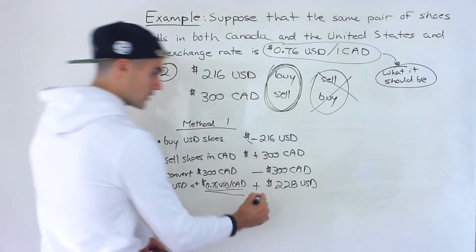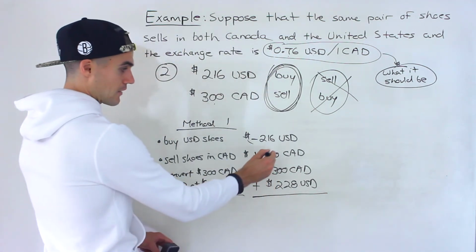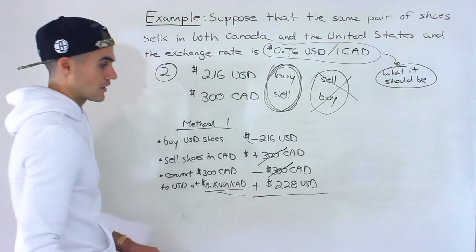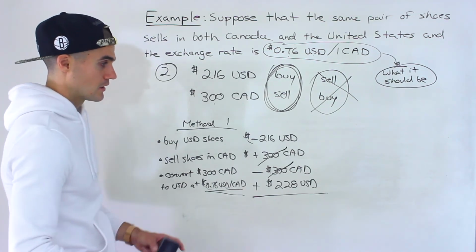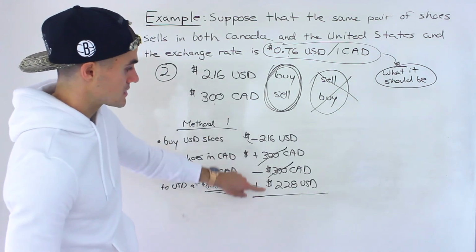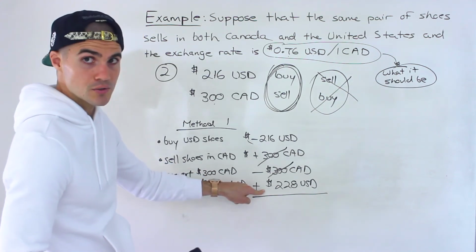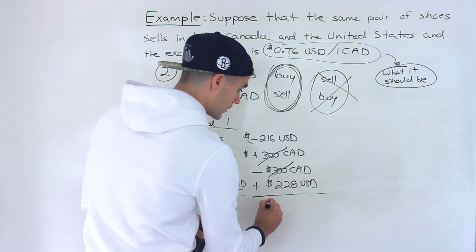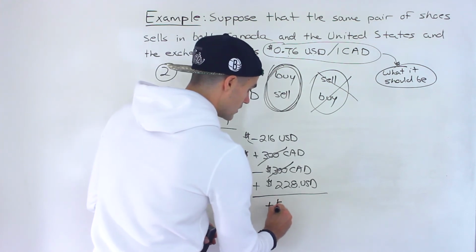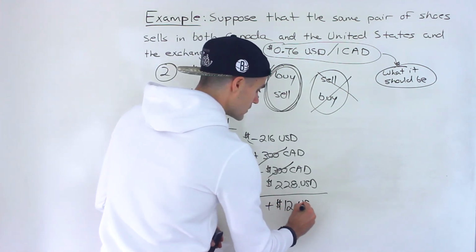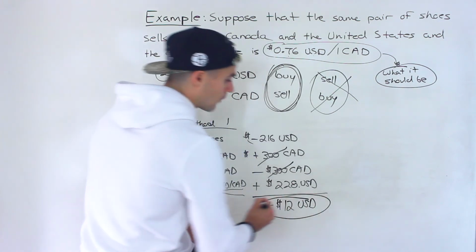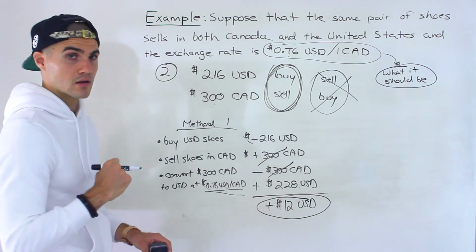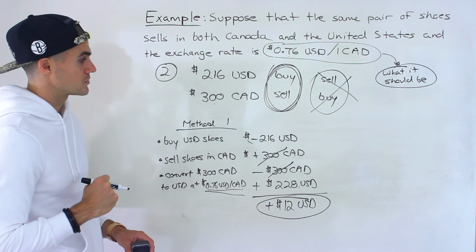And so now when we net everything out, the plus 300 and the minus 300 net out to 0. And then the minus 216 USD and the positive 228 USD, we can net those out because they're the same currency. That would give us plus 12 USD. And so that's what our profit would be from this arbitrage opportunity.